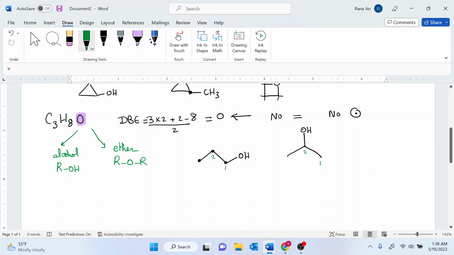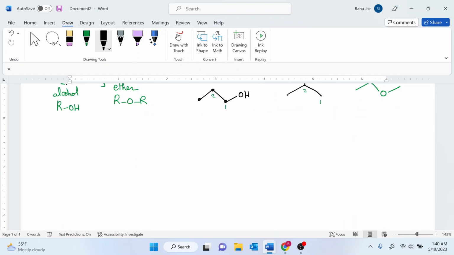So if you start numbering from the right, just be consistent for all your structures in there. These are the only two alcohol isomers that I could write for C3H8O. I don't have any other choices. Now for the ether, I'm going to put two carbons on one end and one carbon on the other, and pretty much that's it. This is my only ether that is drawn for this molecular formula. So I'm going to end up getting three different isomers in there.